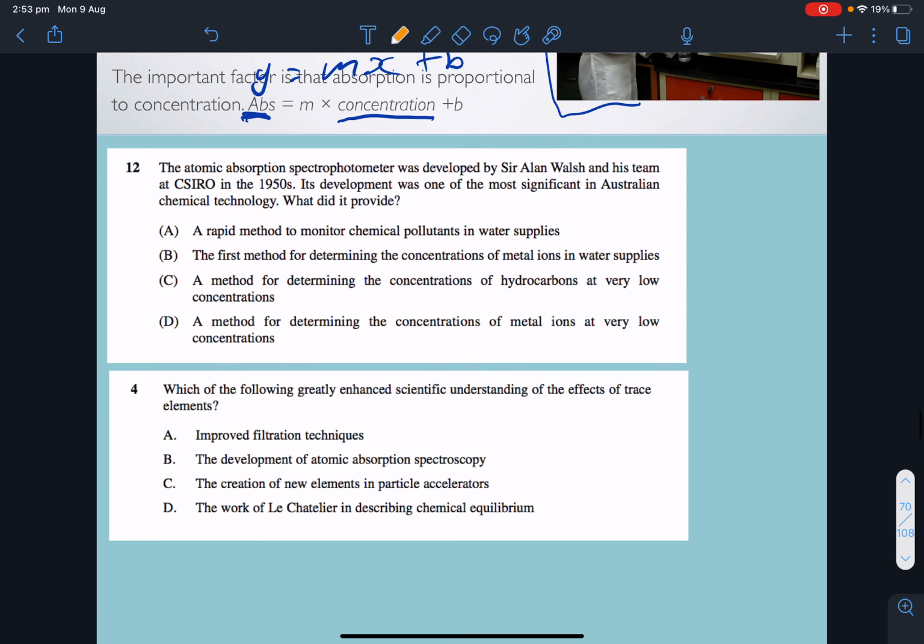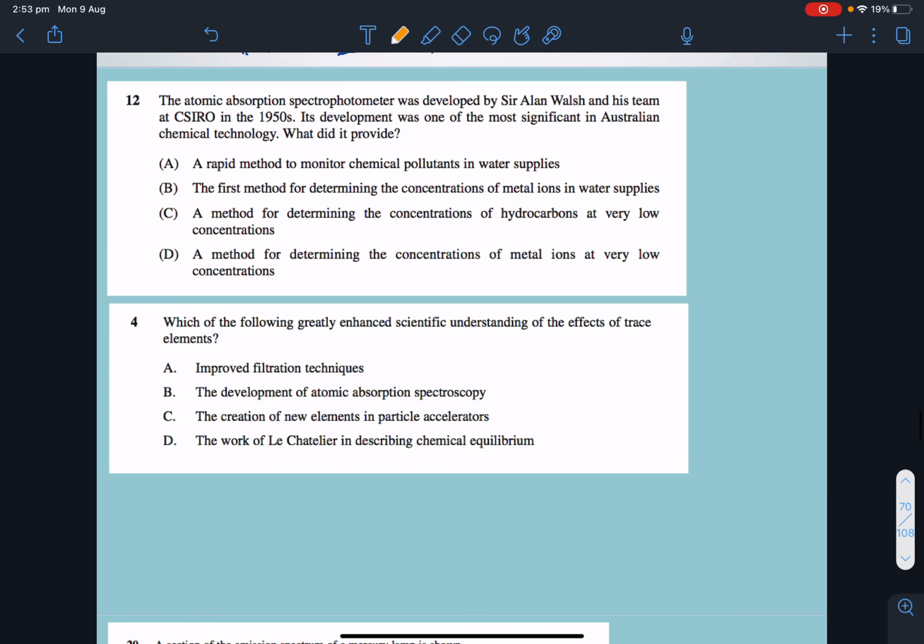Alright, so a couple of comprehension questions. The atomic absorption spectrophotometer was developed by Sir Alan Walsh and his team at CSIRO in the 1950s. Its development was one of the most significant in Australian chemical technology. What did it provide? A rapid method to monitor chemical pollutants in water supplies. Well, it can do that. The first method for determining the concentration of metal ions in water supplies. Well, no, we can do it chemometrically.